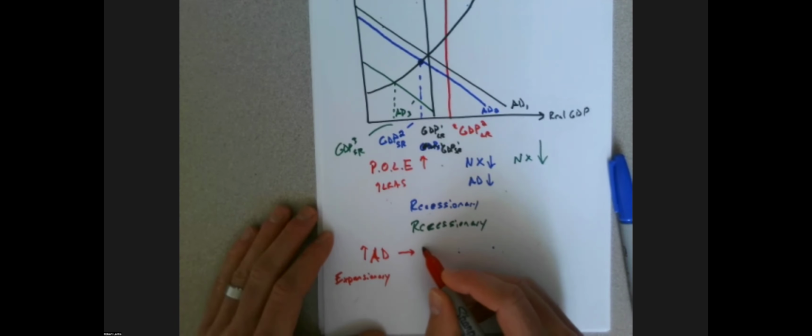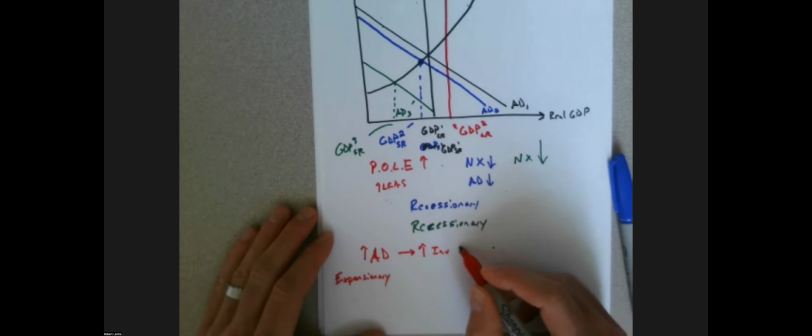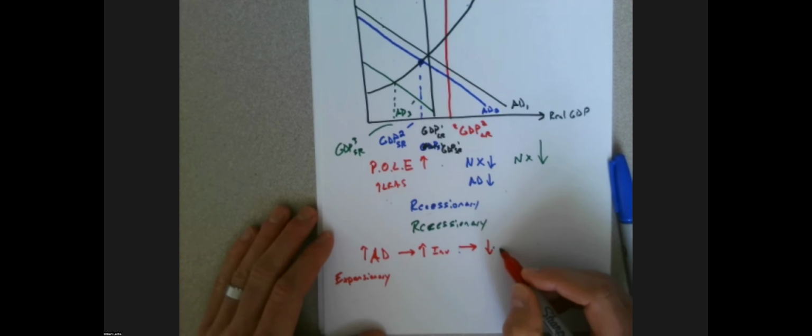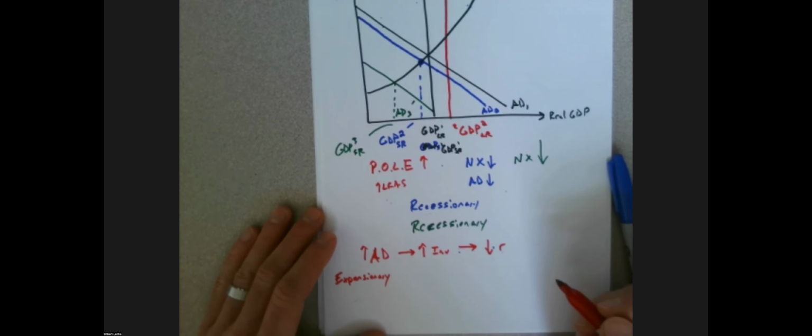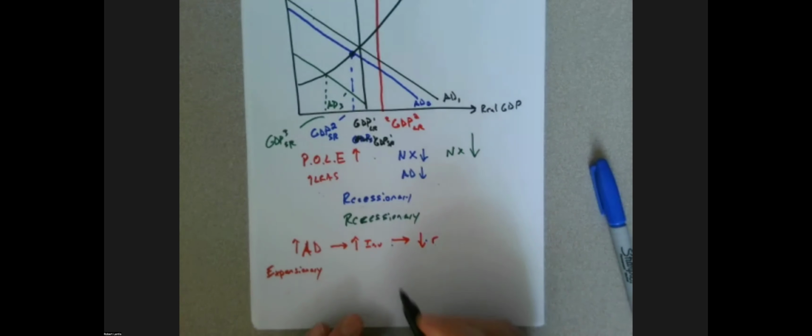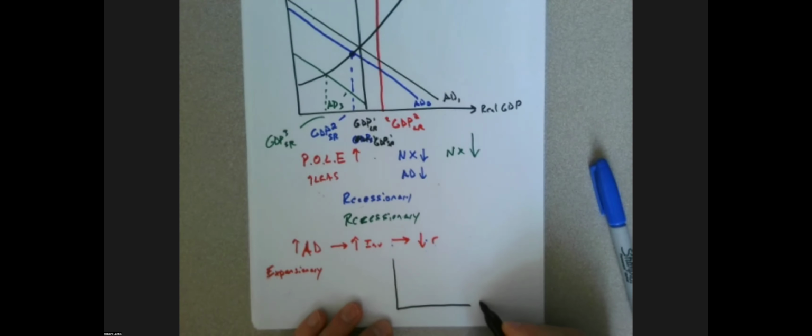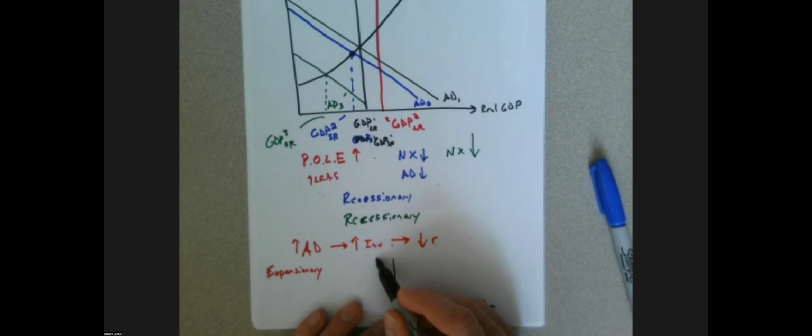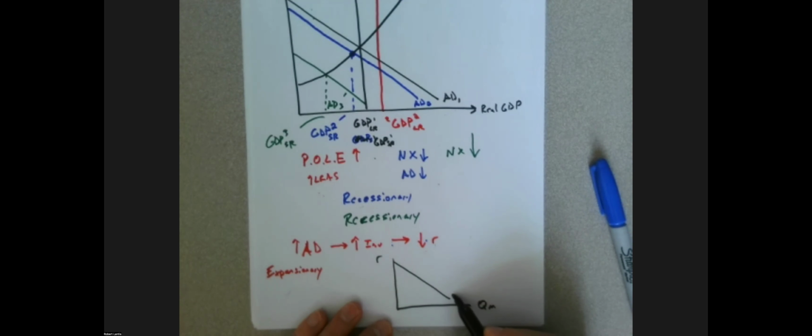If I want to increase aggregate demand through monetary policy, it would be expansionary. How do I do that? I increase investments into physical capital. I do that by lowering real interest rates. And how do we lower real interest rates? If we go back to our money market, we've got the quantity of money and real interest rates. We had our demand for money. We had our supply of money.